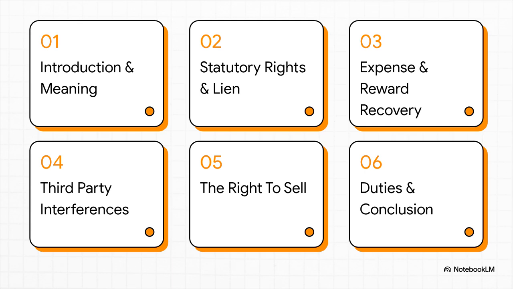Right. Here is our agenda for the answer. 1. Introduction and meaning. 2. Statutory rights and lien. 3. Expense and reward recovery. 4. Third-party interferences. 5. The right to sell. And finally, 6. Duties and conclusion. I want you to write this exact sequence as a synopsis at the very start of your answer. This immediately captures the KSLU evaluator's attention.